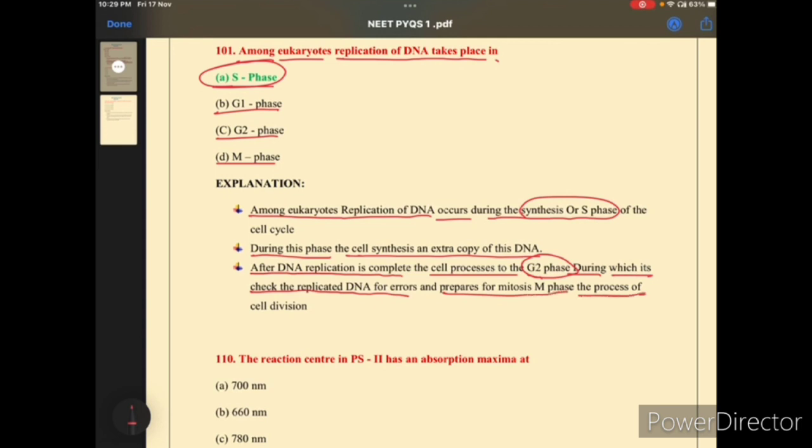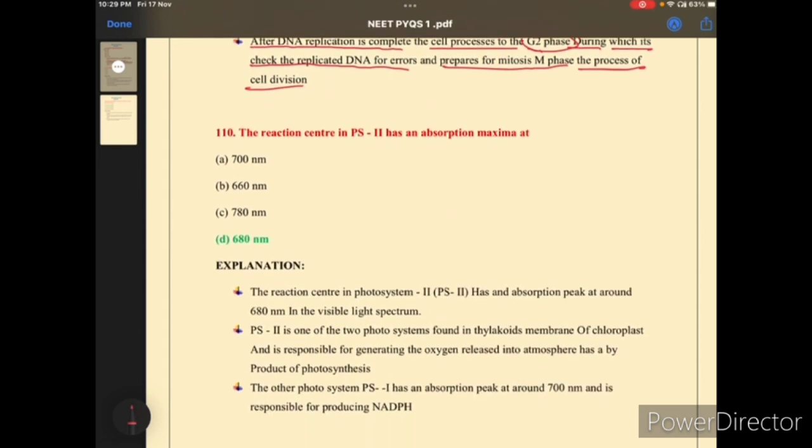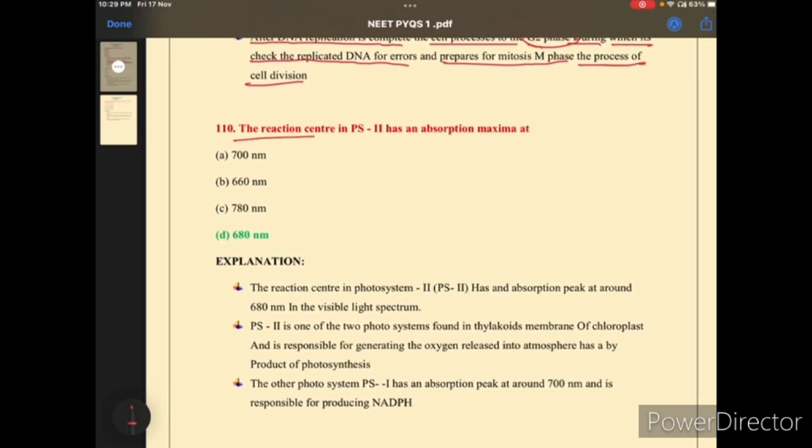Let us see the next question. The reaction center in PS2 or photosystem 2 has absorption maxima at: option A 700 nanometers, option B 660 nanometers, option C 780 nanometers, option D 680 nanometers. And the answer is 680 nanometers. Let us see the explanation.